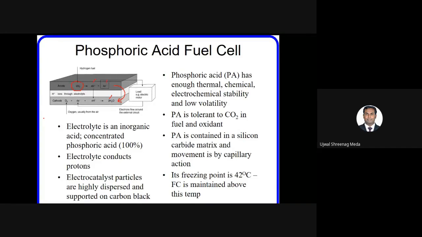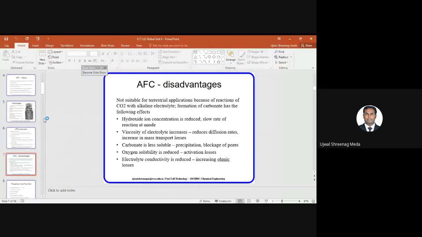Usually they make use of a framework made of composites. Here a silicon carbide composite, a matrix made of silicon carbide, is used, which is highly porous and structured. The pores are defined and structured. Through these pores, the electrolyte is circulated. That means to contain the electrolyte, a highly porous matrix is used.